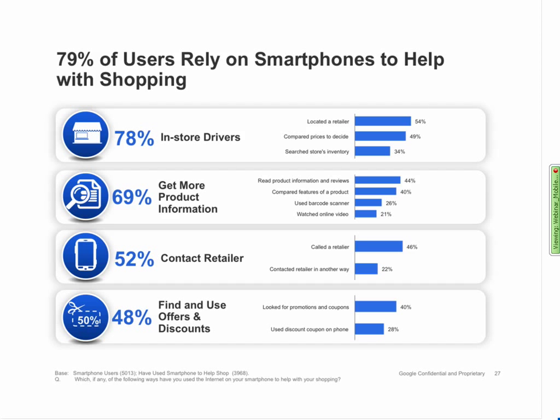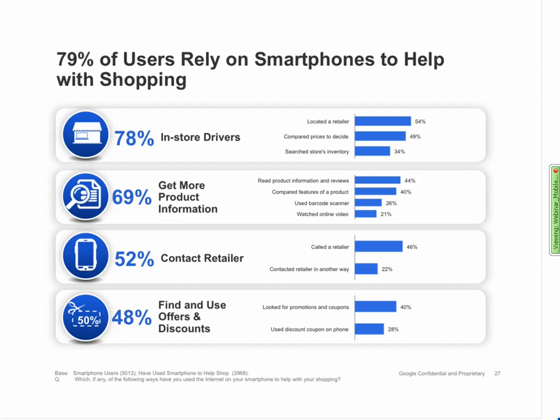So this slide really communicates that smartphones have become an indispensable shopping tool. We're using it to make us smarter shoppers. In fact, one of the most common ways that we're using smartphones is to find out which store to go to, to get us to the store. 78% of the ways that we're using smartphones are in-store drivers. Very commonly, people are looking to locate a retailer. 54% are doing this. A lot of times, we're trying to find out if the store has a product that we want to buy before we go there. So we see that a third are actually searching for the store's inventory.